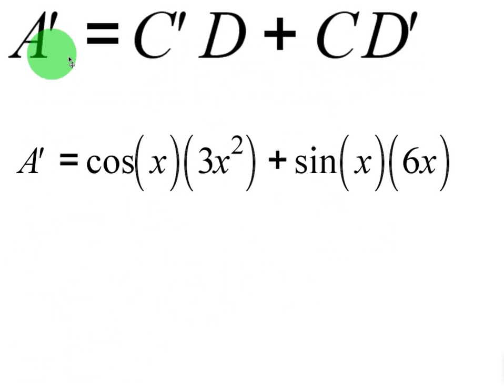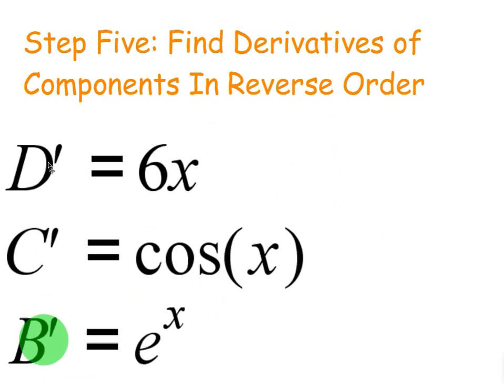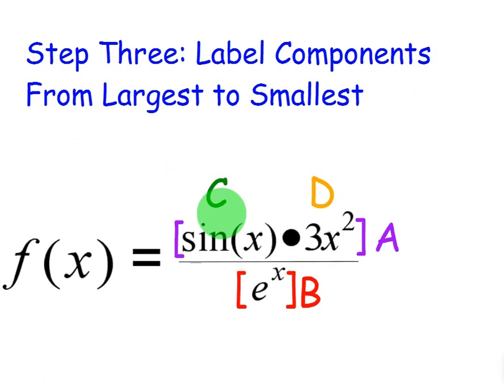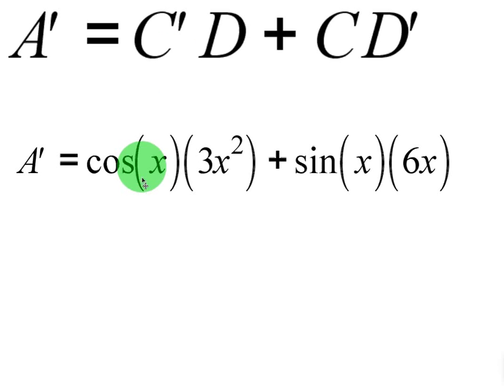Then we want to go to a, and this is why we go backwards, because now that we know d, c, and b, which are our smaller components, we can figure out the derivative of a using the product rule. Remember, a was the top of our fraction. It was c prime d plus c d prime, and therefore, since we already figured out c prime and d prime on the previous slide, we can simply fill that stuff in. So it's going to be cosine x times 3x squared, just replacing these two right here, plus sine of x times 6x, 6x being our d prime.